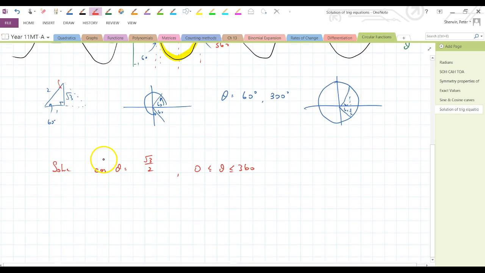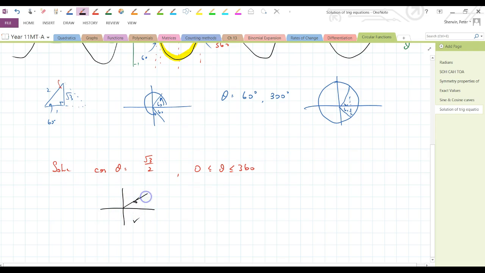So what we need to acknowledge here is that we've got solutions in this quadrant and this quadrant, because cos is positive in those two quadrants, and this is a positive ratio. And the angle that gives me this ratio of root 3 over 2 is this angle here, which is 30 degrees.